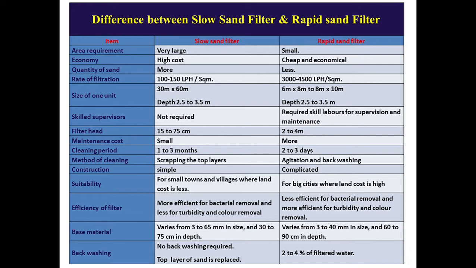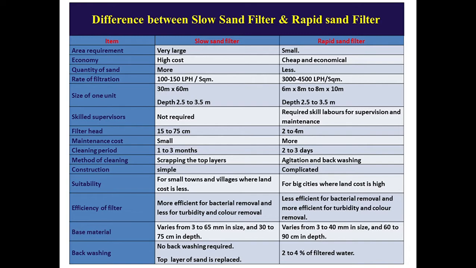For slow sand filter, the size is about 30 meter by 60 meter and depth is 2.5 meter to 3.5 meter. The size is very large as compared to the rapid sand filter. Whereas rapid sand filter has the size 6 meter by 8 meter to 8 meter by 10 meter and depth is common like the slow sand filter.